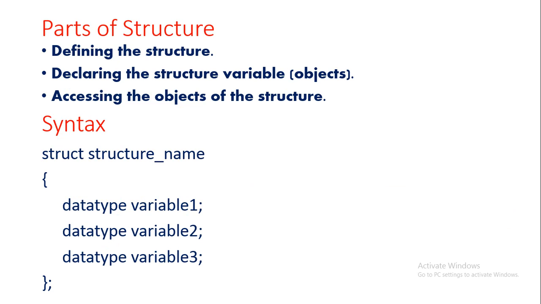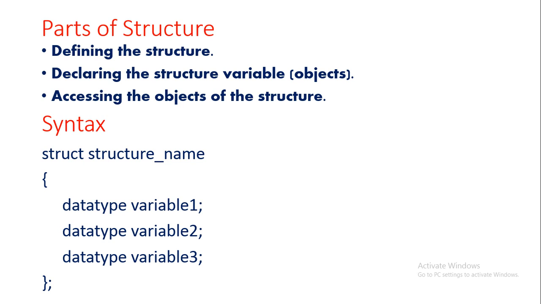Here we have some examples. Before seeing these examples, we have to know the parts of a structure. Any structure we have to define with the structure name. This is the first point, defining the structure. The second one is declaring the structure variable, that is called the objects. The third one is accessing the objects of the structure. Three points we have to know: defining the structure, declaring the structure variable, accessing the objects of the structure.